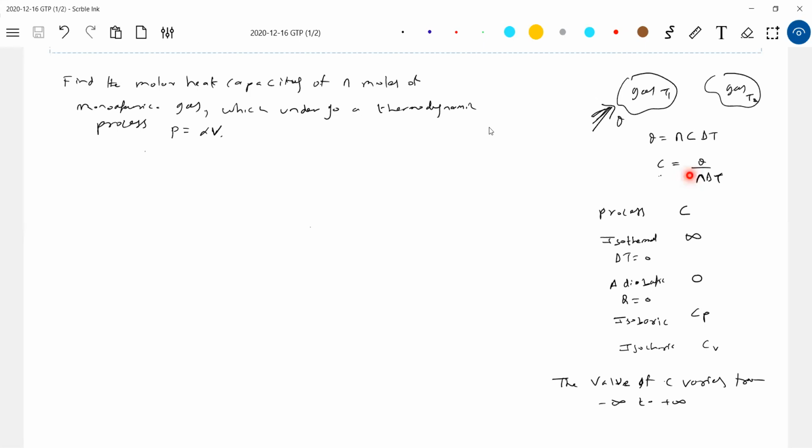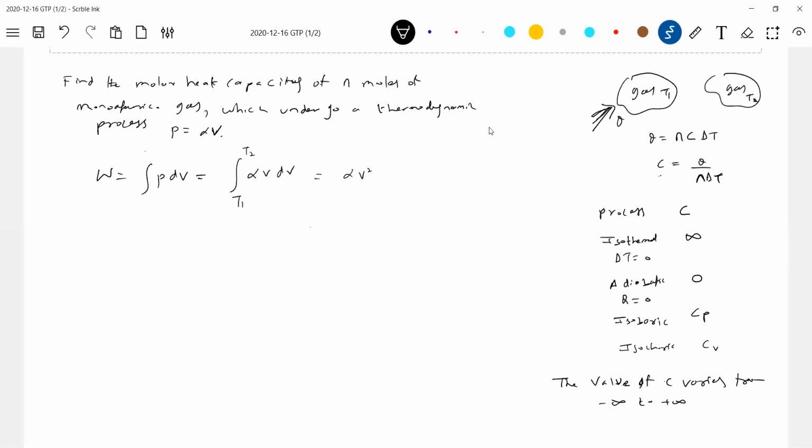Okay, let's do one thing. First, we'll calculate the work done, because the temperature is what I'm going to change from T1 to T2 in a process P equal to alpha V. Let the temperature of the gas change from T1 to T2, or let it vary by an amount delta T. In any process, work done is the integral of P dV, which is the integral of alpha V dV.